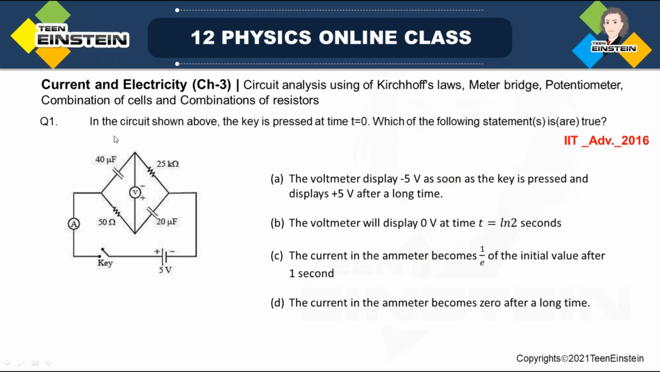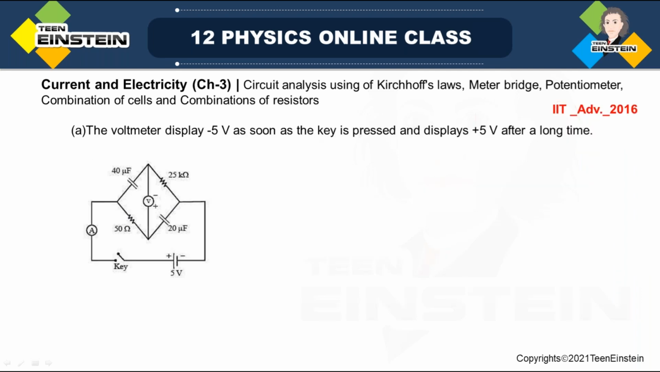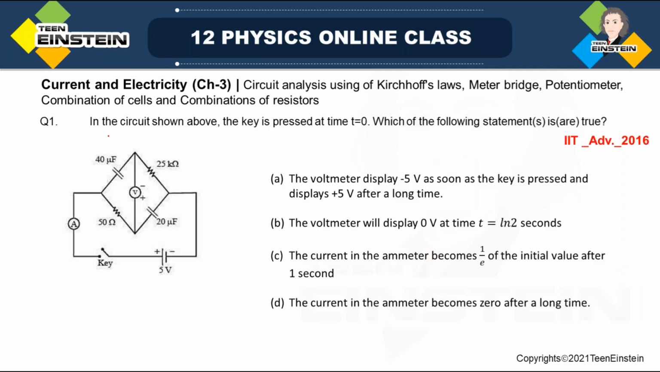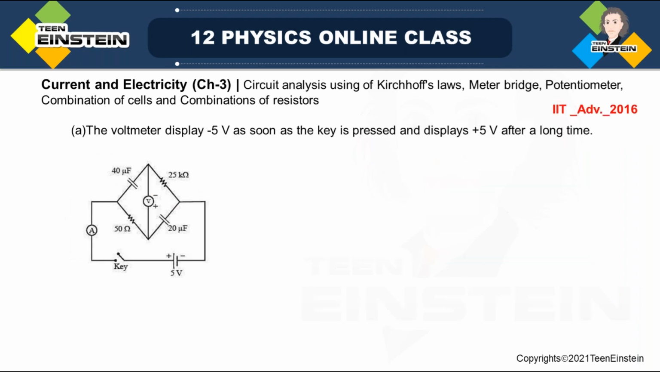In this question, it is said that in the circuit, this is from electricity and current. As you see, this is the circuit given in this figure. So in the circuit above, the key is pressed at time t is equal to 0. Which of the following statements is or are true? So there will be multiple options correct maybe. So we'll have to check all the options. So yesterday we had solved for the first part. We'll just recap what we had done yesterday and then we'll see the other options as well.